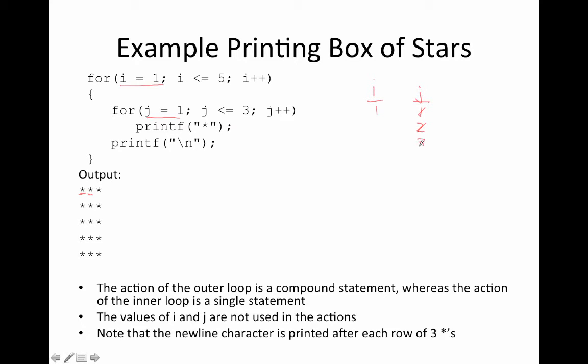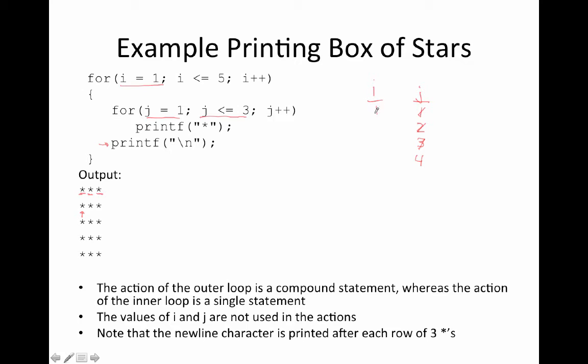Then j gets the value 3. That's still less than or equal to 3, so we execute the action and print another single star. Then j gets the value 4, and that's going to make the expression here false. 4 is not less than or equal to 3, so we get out of the loop and down to the next statement, which prints a new line character. So now the cursor moves down to the next line.